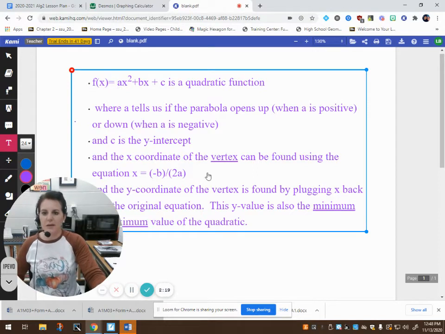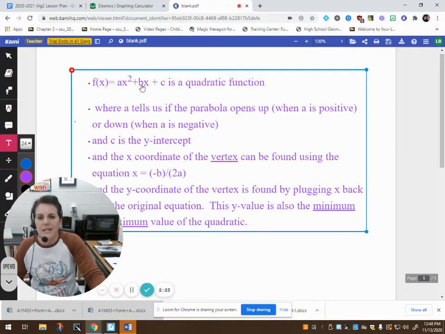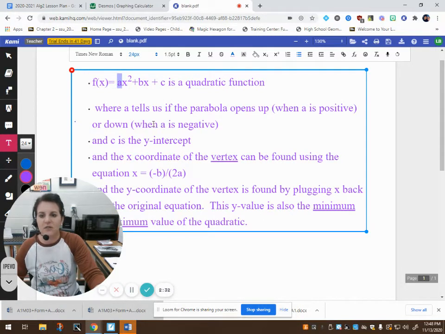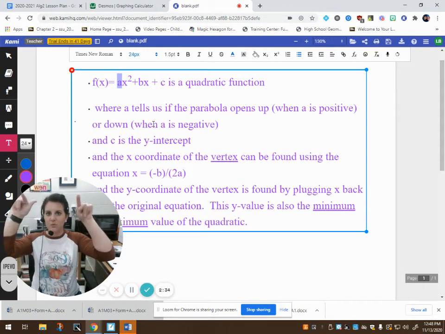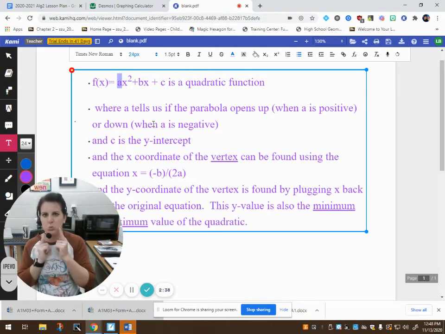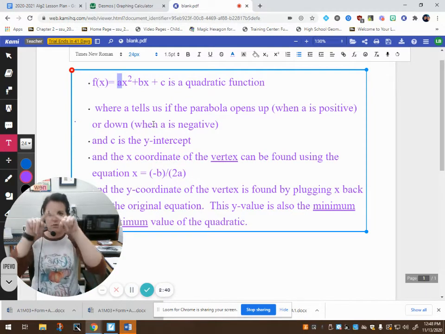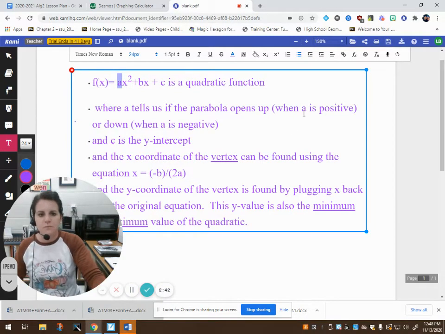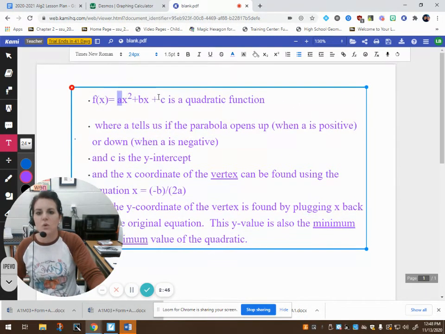So I've typed out some notes here to kind of go through with you. We're looking at the quadratic function. It's always written in the form ax squared plus bx plus c. Again, this A value here tells me if it's going to be a happy face when it's positive, because positive people smile, they're happy. Negative people are always frowning, so it's upside down. And C is the y-intercept.